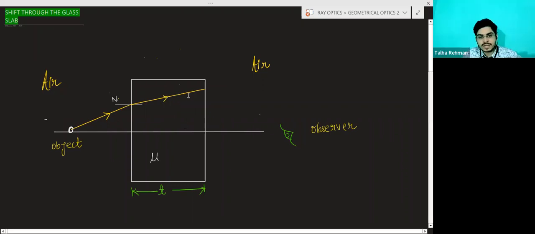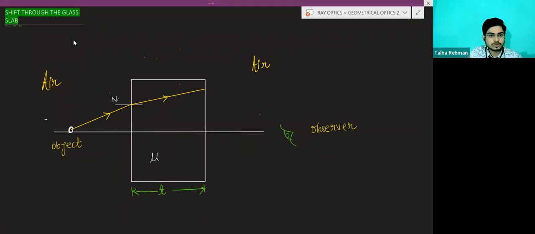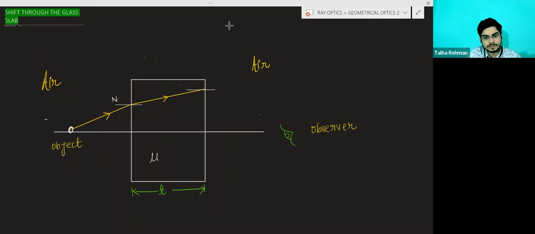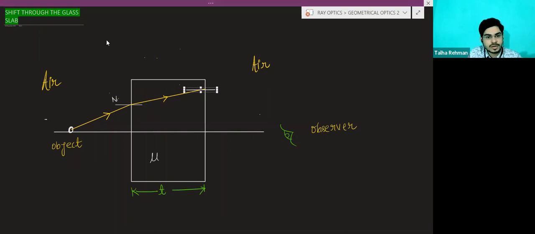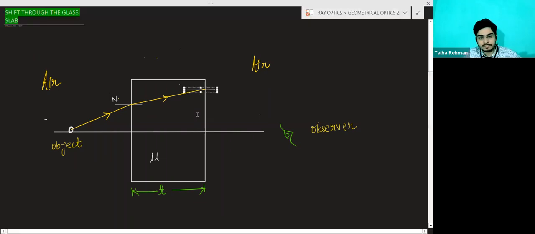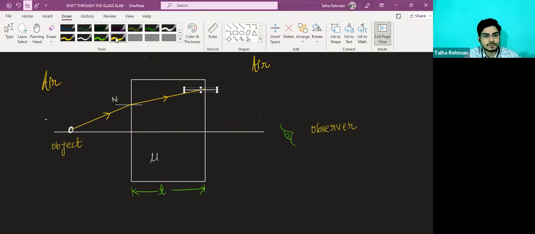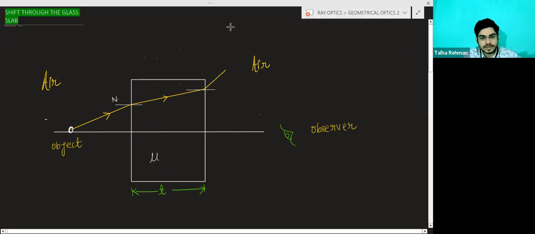Now this light ray will move from the glass slab to the air. Glass is the denser medium and air is the rarer medium. So the ray is moving from denser to rarer medium, and it will bend away from the normal, like this.